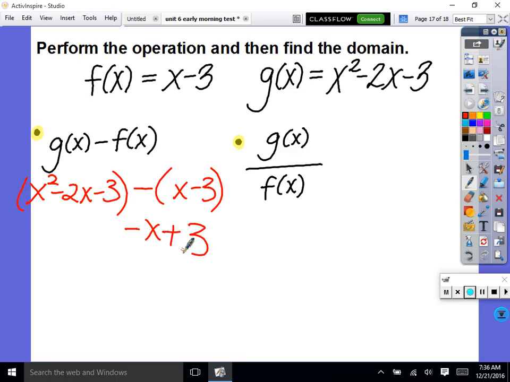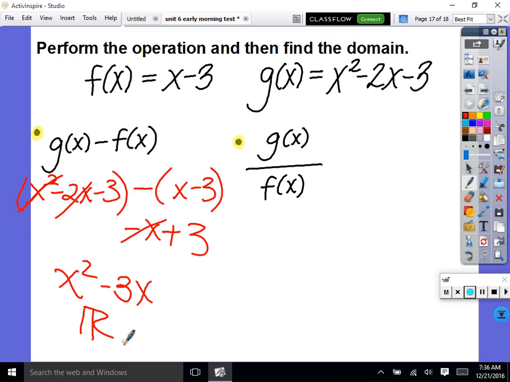Now we're just combining like terms. Do not multiply. X squared, any other x squareds? No. Negative 2x minus x is negative 3x. Negative 3 plus 3 is 0. Okay, domain is, it's a quadratic, so the domain is all real numbers, correct? Quadratics grow forever left and right.